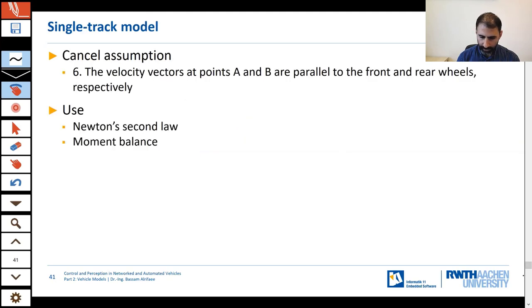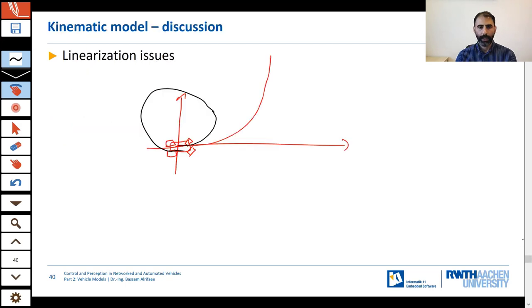So before starting with the single track model, I would like to open the floor for questions. So just turn on your microphone and ask your questions. You can direct your questions also to Anna and Sue if you would like.